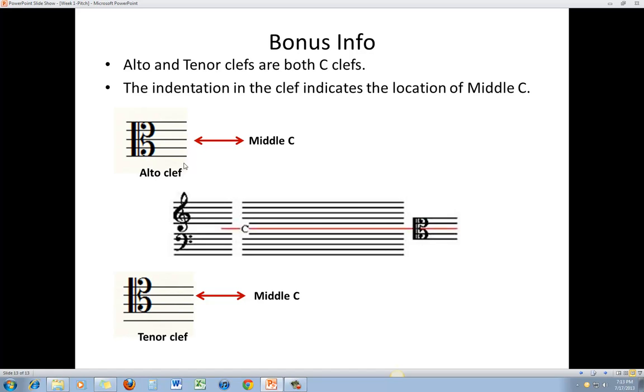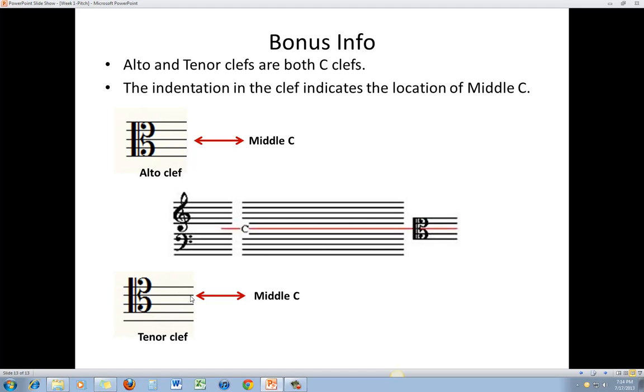So in alto clef, which is the clef most frequently used by violas, middle C is here, so it takes the middle C, the bottom two treble clef lines, and the top two bass clef lines, since that is the region that the viola most commonly plays on.